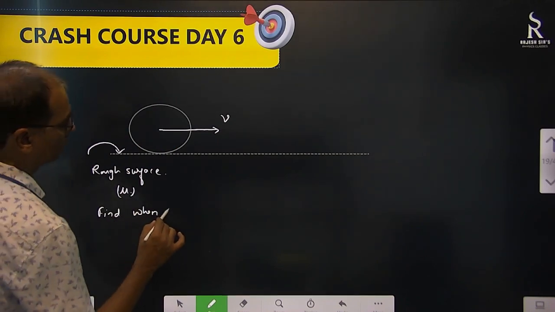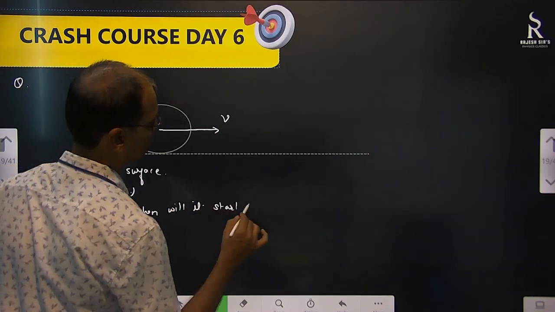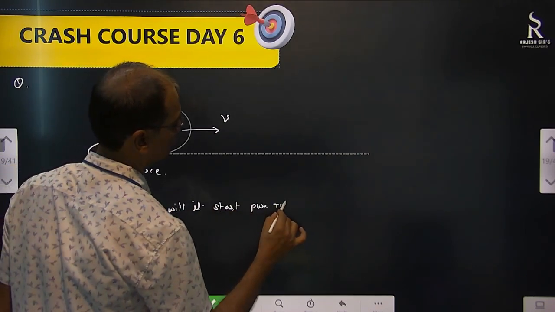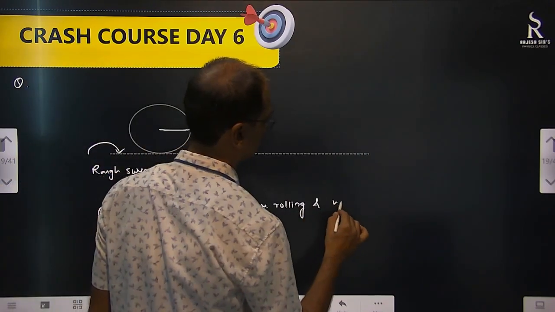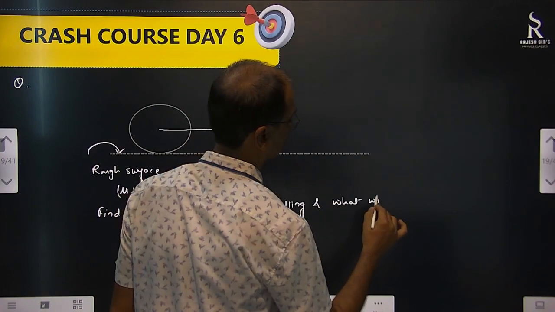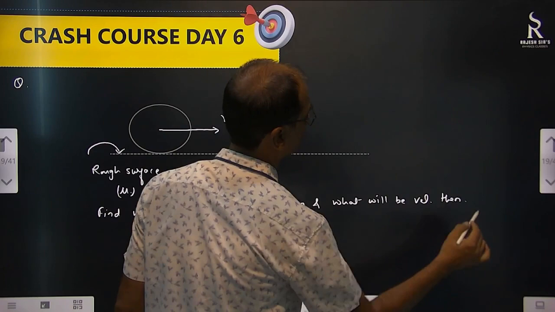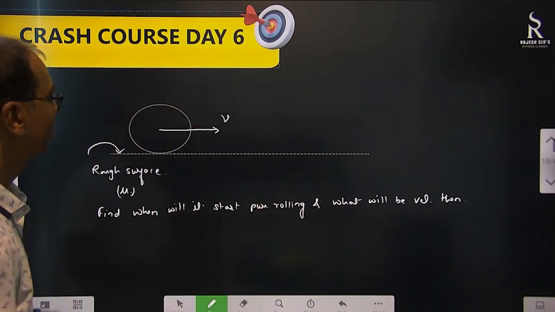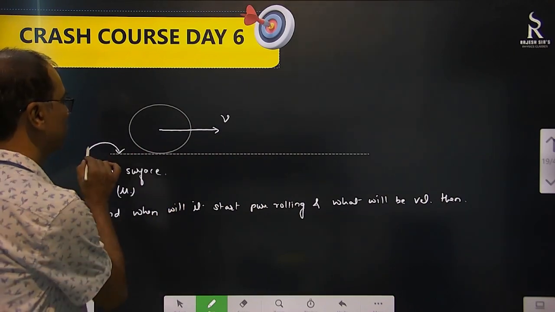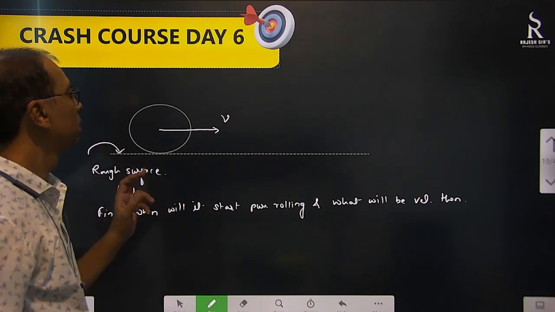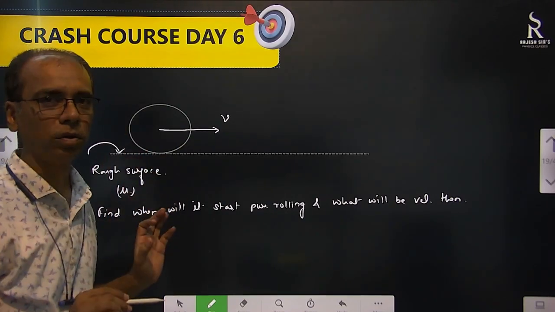Okay, find when will it start pure rolling, and what will be the velocity then. So one method is there, the conventional method. Friction will be acting that side, here friction will give it torque. So friction will give it alpha. All this we have to solve.